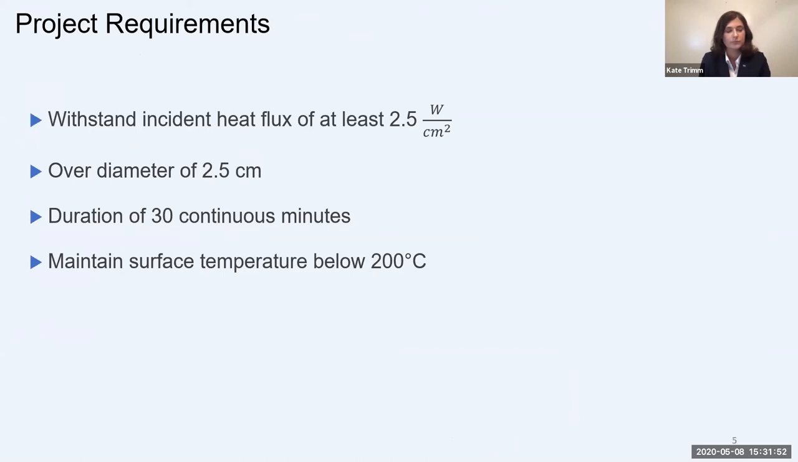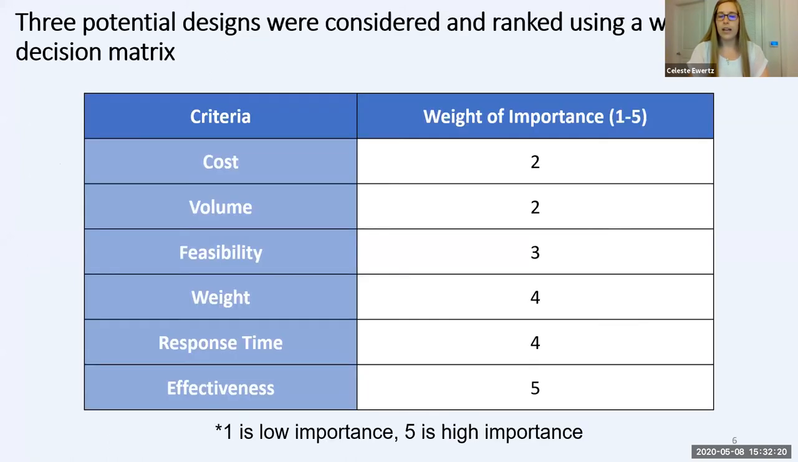Our project is a proof of concept sense and respond thermal defense system for small satellites. Dr. Moore also provided us with these following requirements. The system has to be able to withstand an incident heat flux of at least 2.5 watts per centimeter squared over a diameter of 2.5 centimeters for a duration of at least 30 continuous minutes while maintaining a surface temperature below 200 degrees Celsius.